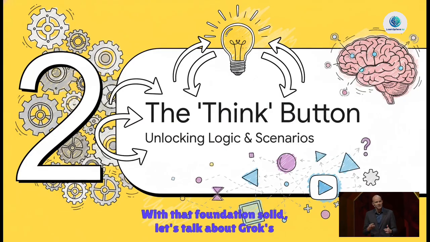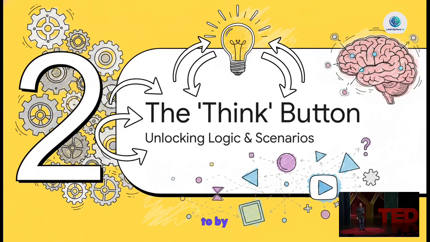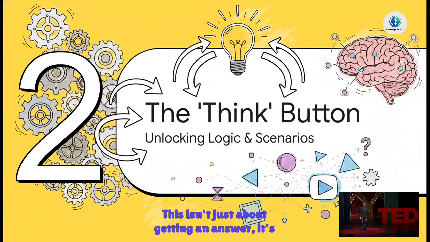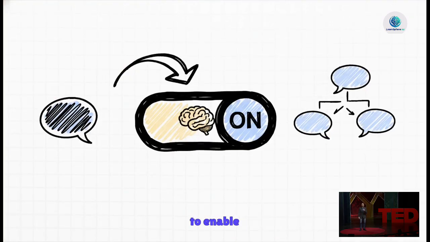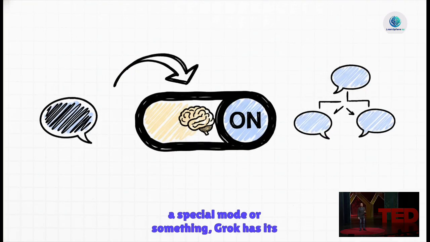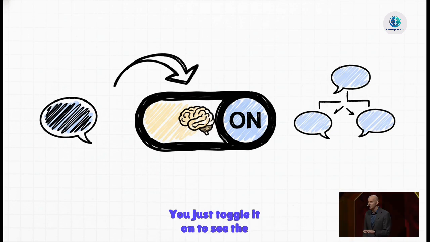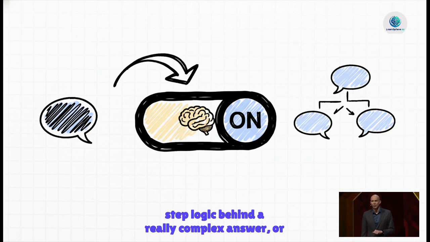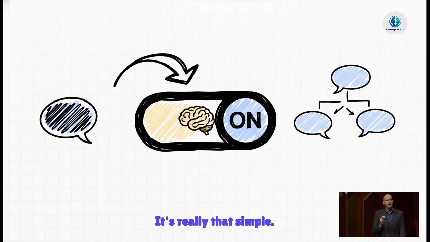All right, with that foundation solid, let's talk about Grok's real superpower, its built-in reasoning engine, which you get to by hitting the think button. This isn't just about getting an answer, it's about seeing exactly how Grok got there. Unlike other models where you have to enable a special mode or something, Grok has its reasoning engine baked right in. You just toggle it on to see the step-by-step logic behind a really complex answer, or you toggle it off when you just need a quick fact. It's really that simple.